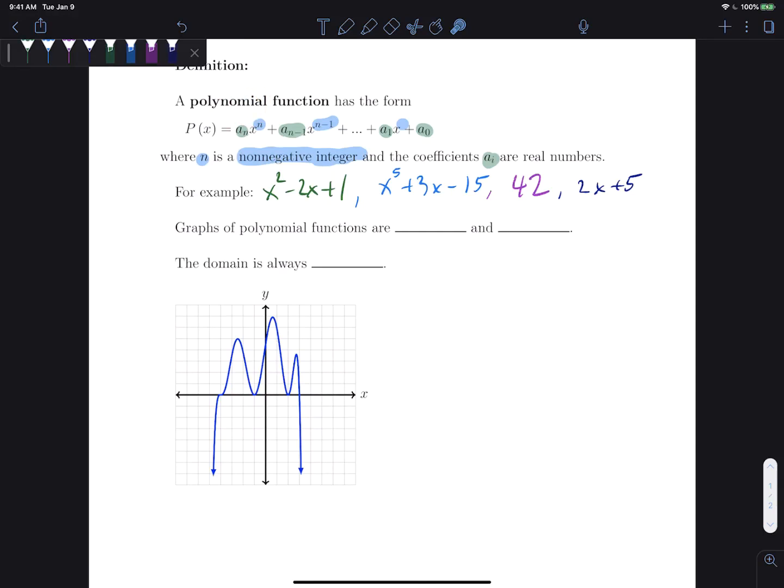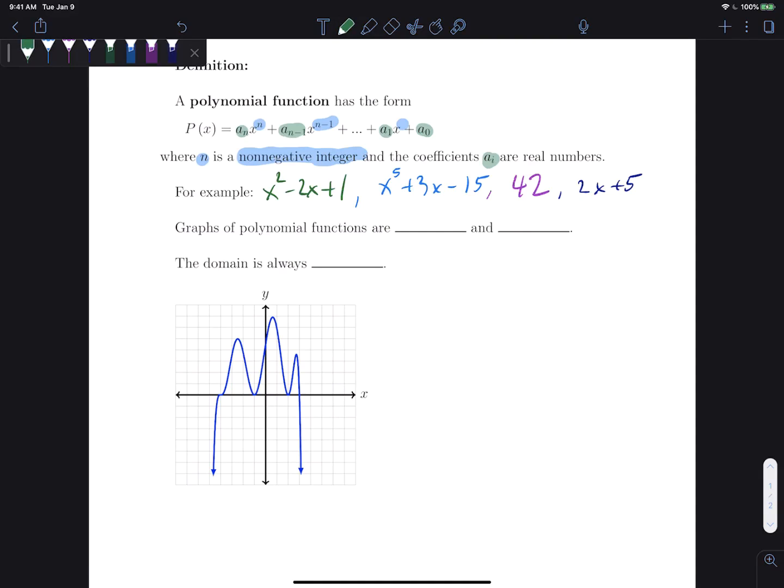2x plus 5 is a line, but a line is a polynomial. So a lot of equations and functions that you've seen in the past have been polynomials. It's just that polynomial is a more generic term for those types of functions because it includes even more than what we have been looking at in the past.